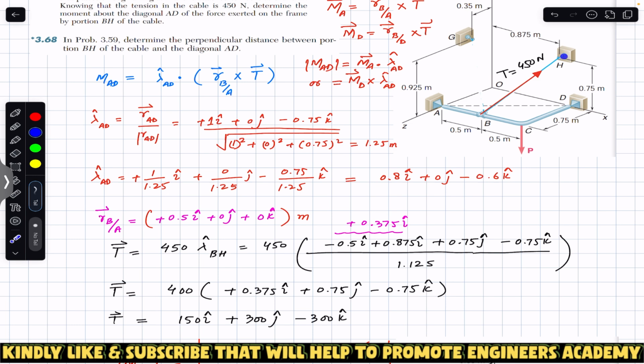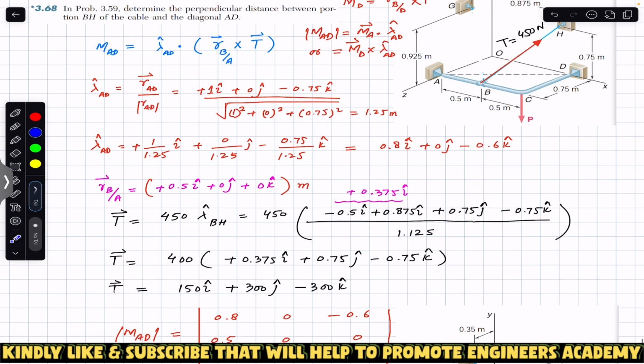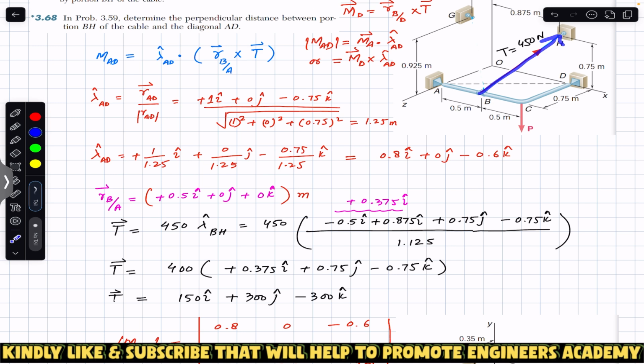So this means that the distance between point B and H along the x direction is 0.375 m. So 0.375 i plus 0.75 j minus 0.75 k is the position vector from B to H. And again, if we find the magnitude of this, it will be 0.375 squared plus 0.75 squared plus 0.75 squared under the square root, and that gives us 1.125 meters.